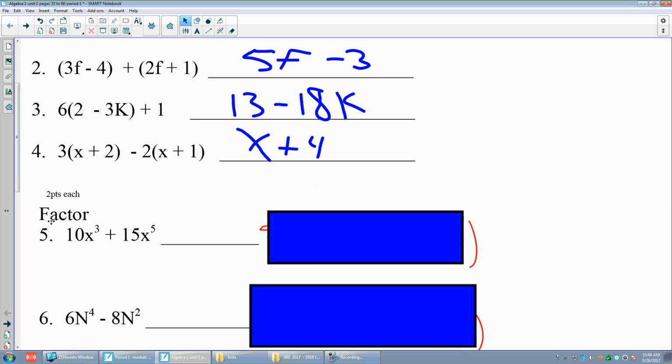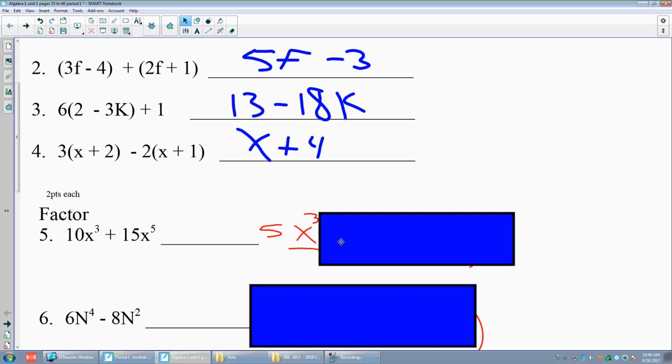Factor, remember factor means find something in common that multiplies. What multiplies to be 10 and into 15? That's a 5. So we write a 5 on the outside. They both have x's, so we write an x on the outside. Now the lowest exponent is 3. So we put a cubed.